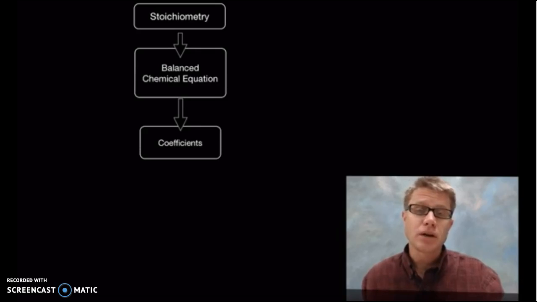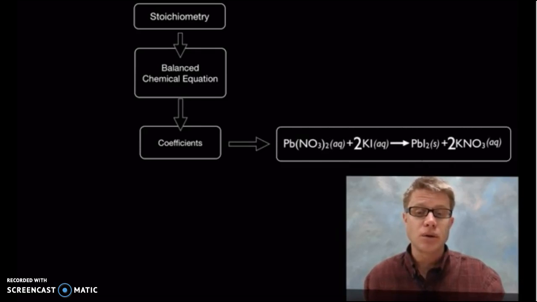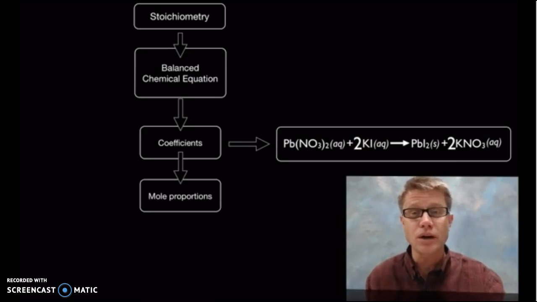And so basically, stoichiometry allows us to measure chemical reactions, but in order to do it, we have to have a balanced chemical equation. And so the coefficients in that equation are going to show us the number of moles, and so it's the mole proportion. So just this one idea is so powerful. If you understand it, you can answer so many different problems.